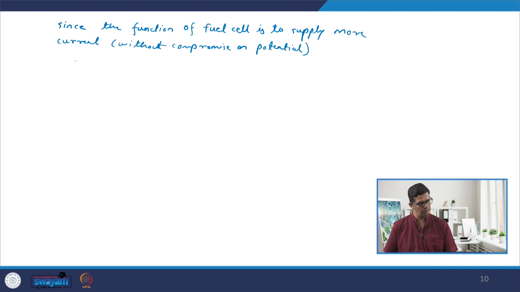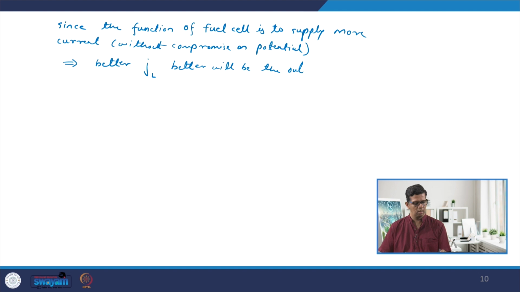So, how can we do this? This can be done by a better value of current density. The more the value of current density, the more the potential for us to draw the current. So, the better the current density, the better will be the output.